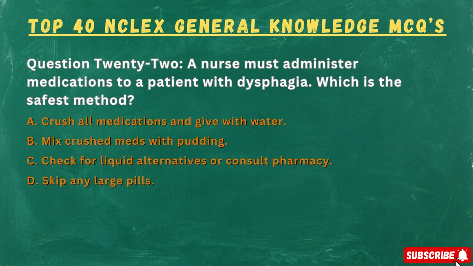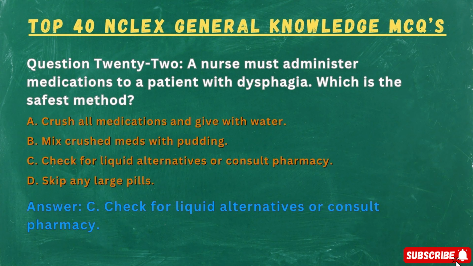Question 22. A nurse must administer medications to a patient with dysphagia. Which is the safest method? A. Crush all medications and give with water. B. Mix crushed meds with pudding. C. Check for liquid alternatives or consult pharmacy. D. Skip any large pills. Answer: C. Check for liquid alternatives or consult pharmacy.